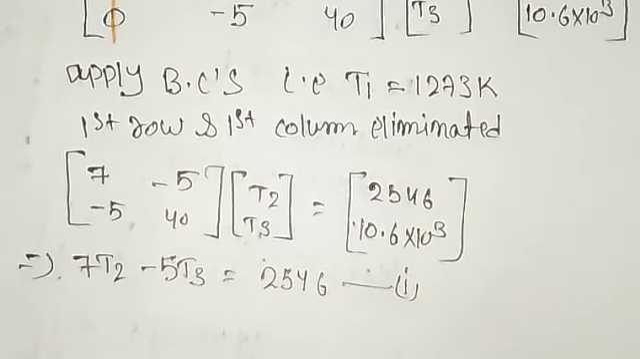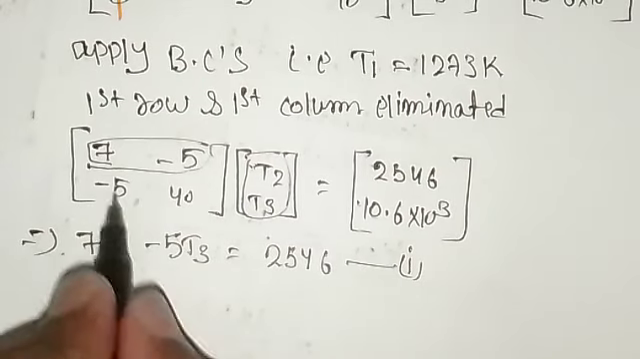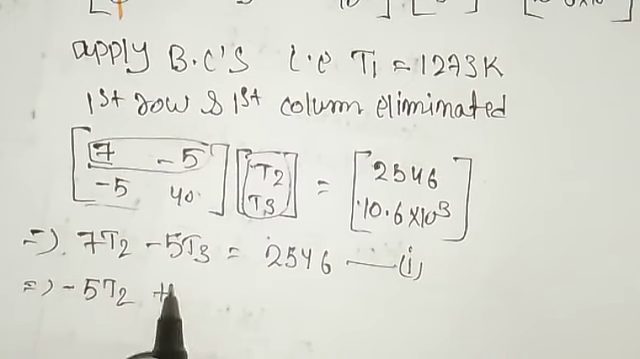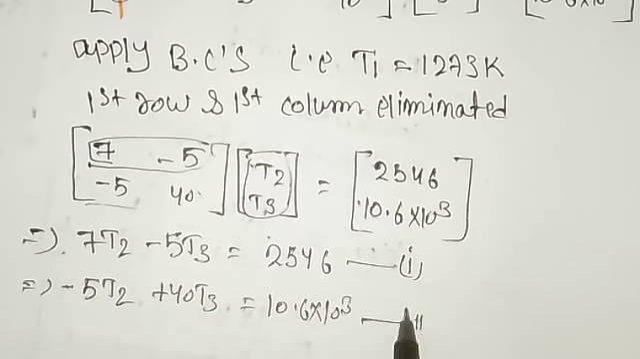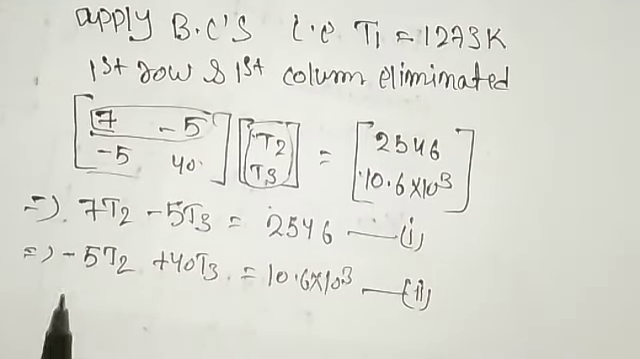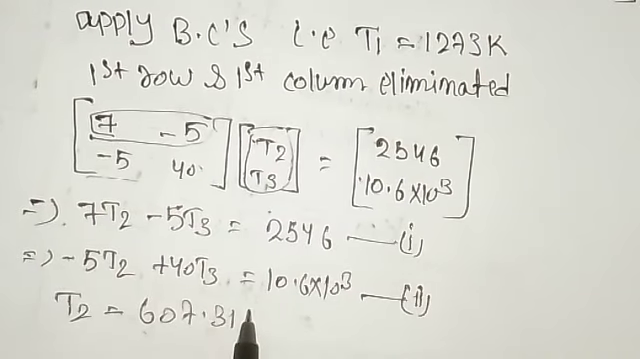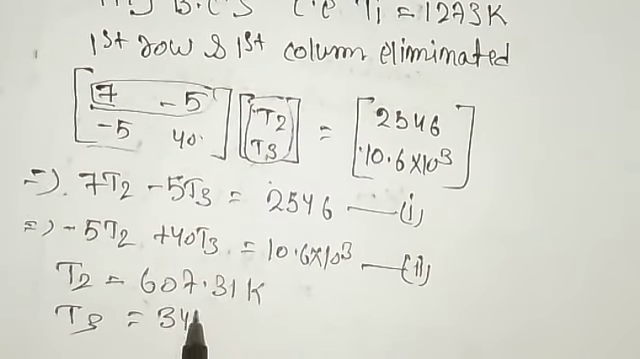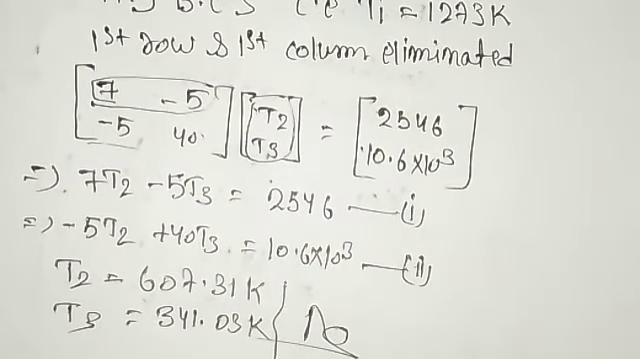Let's say this is equation 1. This row and this column will multiply, right? Again this row and this column will multiply, that is minus 5 T2 plus 40 T3 is equal to 10.6 into 10 to the power of 3, equation 2. When we simplify these two equations, we get the temperatures: T2 is equal to 607.31 Kelvin, and T3 is equal to 341.03 Kelvin. So this is your answer. This is how we solve the heat transfer problem in finite element methods. Thank you.